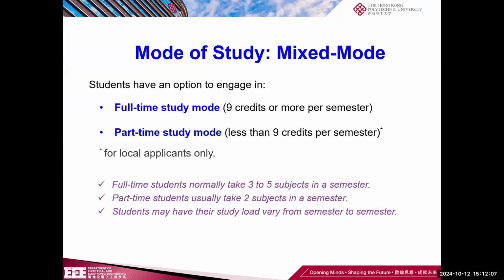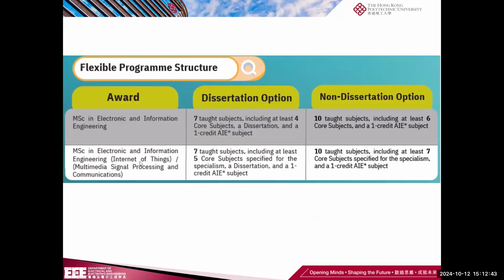For the full-time, this is a requirement: per semester, you need to select 9 credits or more. One subject is 3 credits, so our requirement is that in one semester you select at least 3 subjects for full-time. For part-time, we hope it is less than 9. This is our requirement. Of course, part-time, as I already mentioned, is only for locals. Then if you have an interest in this program, the MSc in EIE, you can see we have this award.